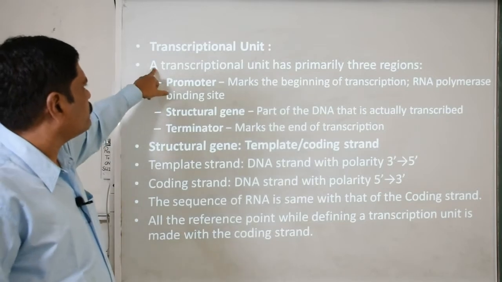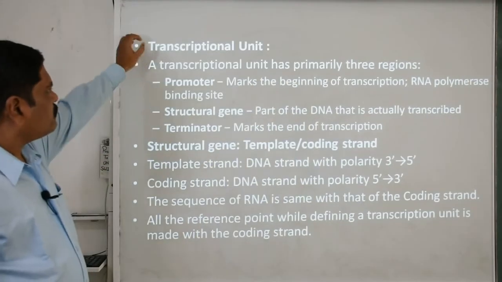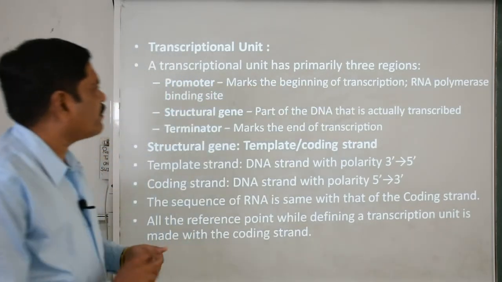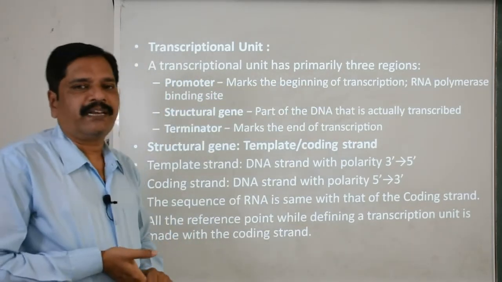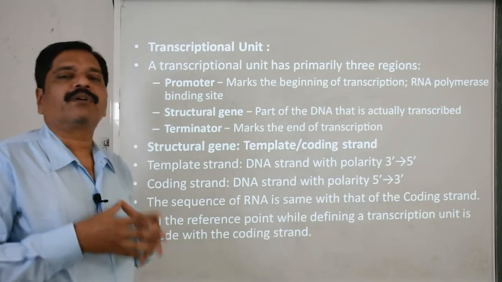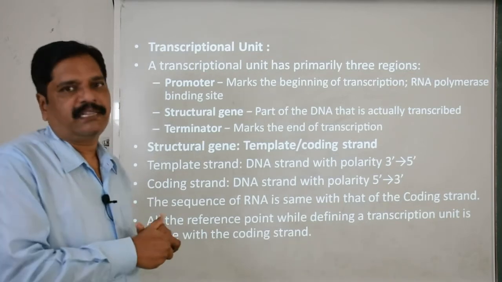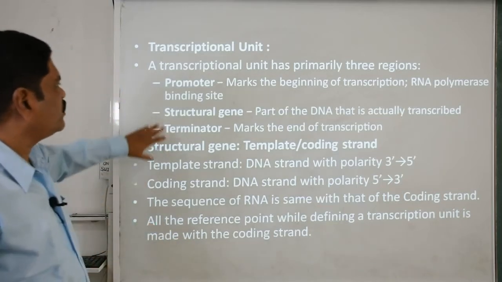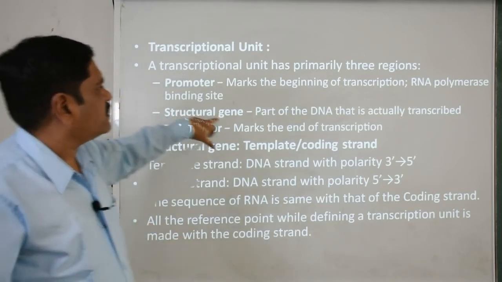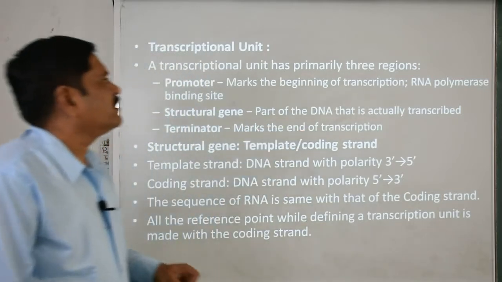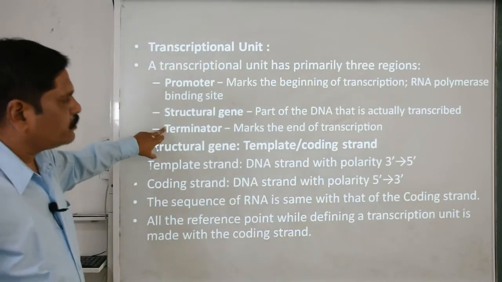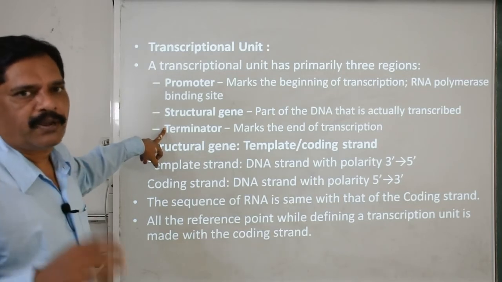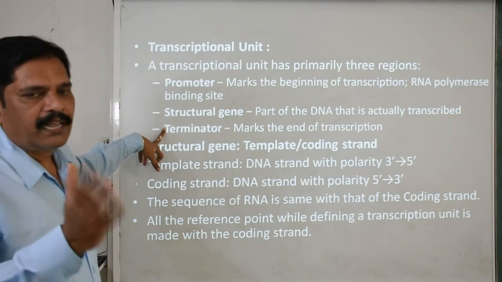So if we observe, okay, now we consider the promoter. What is this promoter? It is responsible for attaching the RNA polymerase binding site. RNA polymerase is also considered the initiating enzyme, which is responsible to start the process of polymerization. Second is the structural gene, a part of the DNA that is actually transcribed. You know that in the gene there are two types of content, that is the intron and the exon.